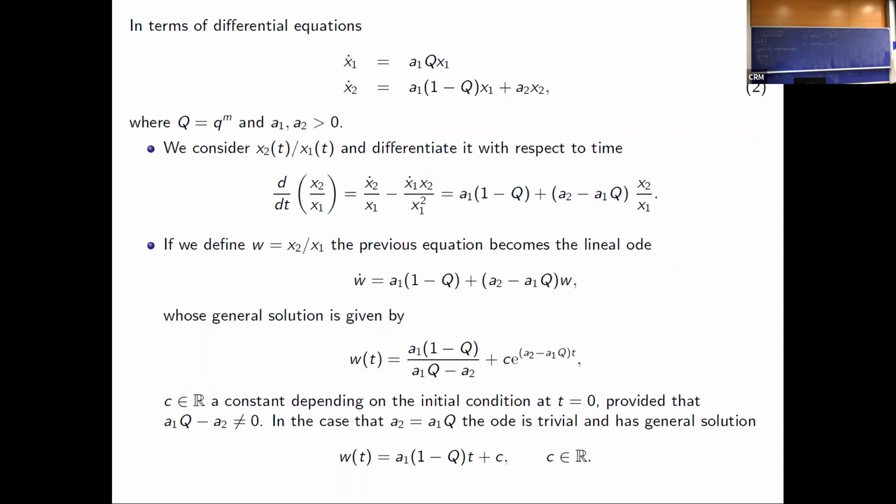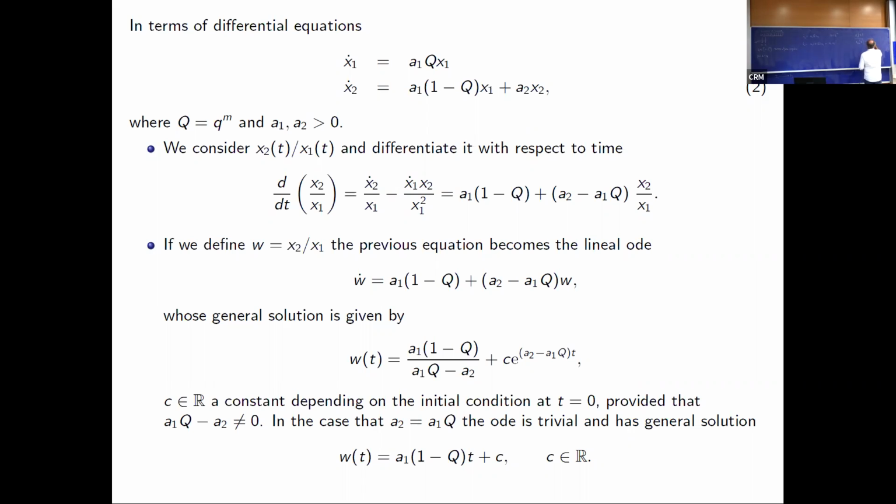Be aware, there is one special case here. In the case that A2 is equal to A1 Q, this term does not appear, and then when you integrate, you have a T, okay? Which is this case. What I'm interested in is this proportion. So I, in fact, will be interested in this one here, X1 over X2, which is the contrary of W, and then I can just invert, and I have this expression. I want to know which is the limit of this expression when T goes to infinity, okay?